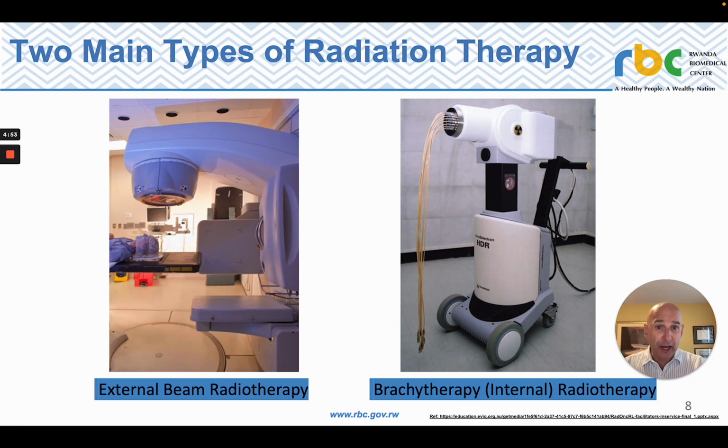When we talk about radiation therapy, as I said, external beam radiotherapy with the linear accelerator is on the left, and internal radiotherapy or brachytherapy is delivered through what we call a high dose rate brachytherapy afterloader that you can see on the right.